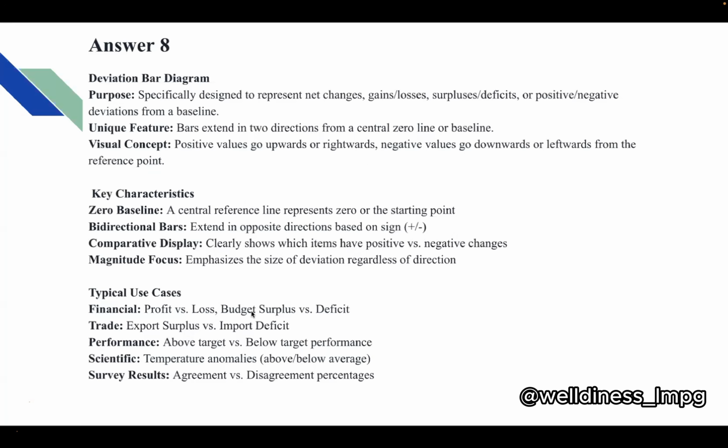Now, when it's financial, we have profit versus loss or budget surplus versus deficit. When we're dealing with trade, usually export surplus versus import deficit. When we're dealing with performance, it has to be above target versus below target performance. When we're dealing with scientific data, we have temperature anomalies above and below average. And when we're talking about survey results, we deal with agreement versus disagreement percentages.